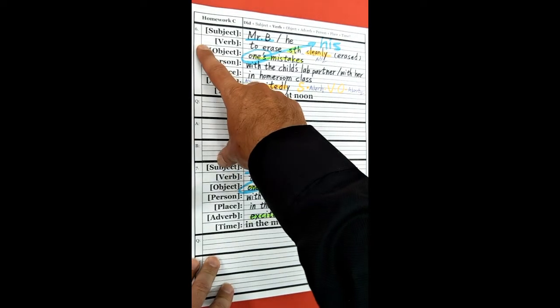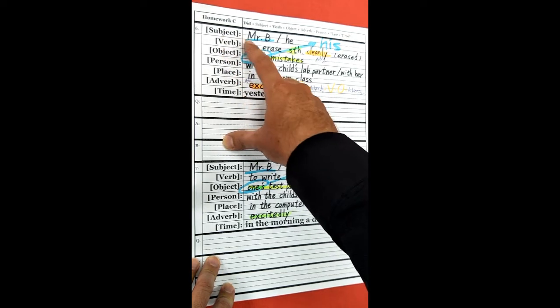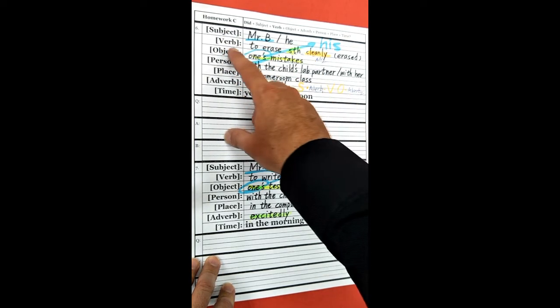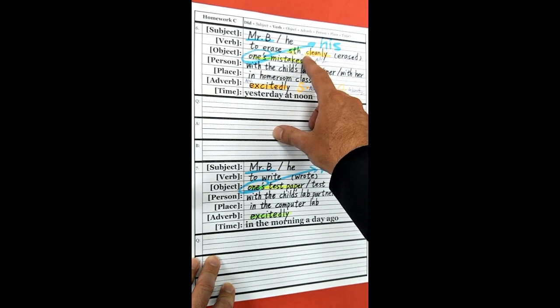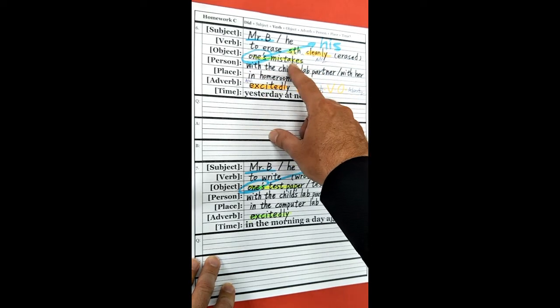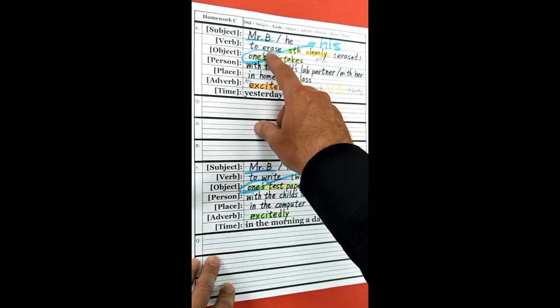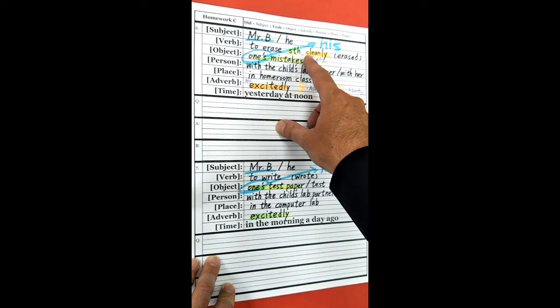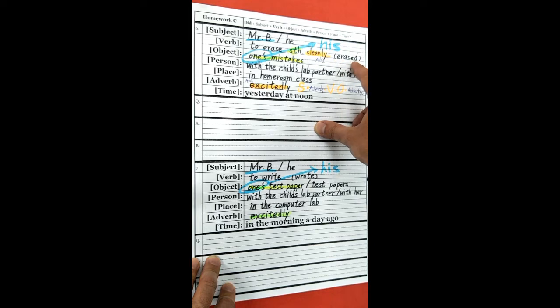All right, number 6. This is a tricky one, so pay attention. Subject, Mr. B, he. Verb, to erase something cleanly. Erased. This something is mistakes. Mr. B, it's his mistakes. So erase his mistakes cleanly. Remember, cleanly is an adverb. I'm going to call this adverb 2. Okay? Past tense, erased.